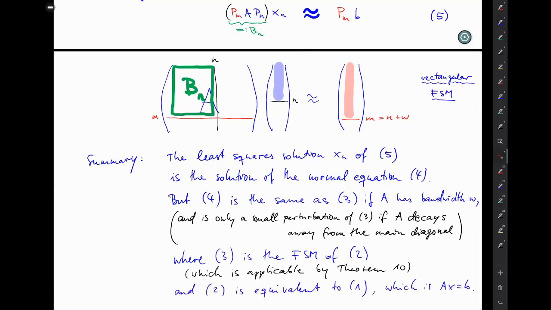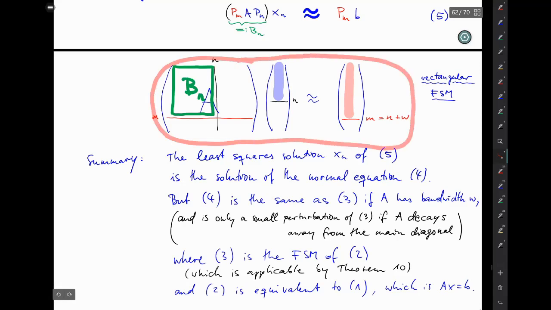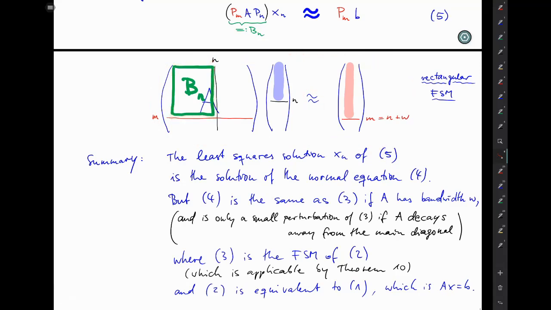Okay, what a story. So to summarize the summary, if usual finite sections give you trouble, then try rectangular finite sections where you make your submatrices a bit higher than they are wide and use least squares instead of equalities, and you will always be fine.